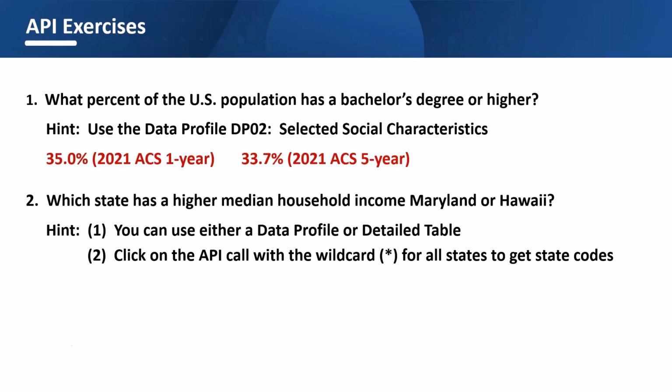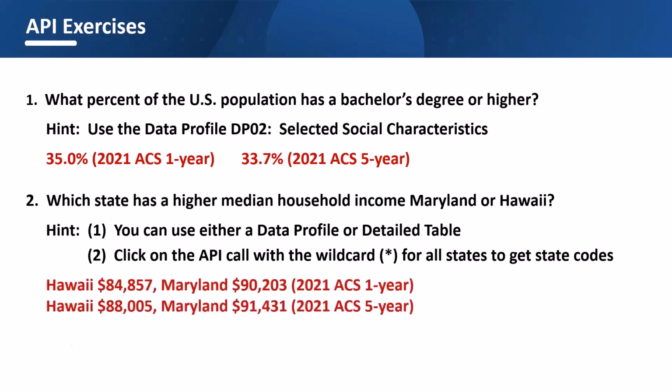And just as I did last time, I will put the answer. As you can see, Maryland has a higher median household income than Hawaii by roughly 6,000 if you use the 1 year, and by roughly 3,000 if you use the ACS 5 year. So I'm going to go ahead and show you how to do that API call.